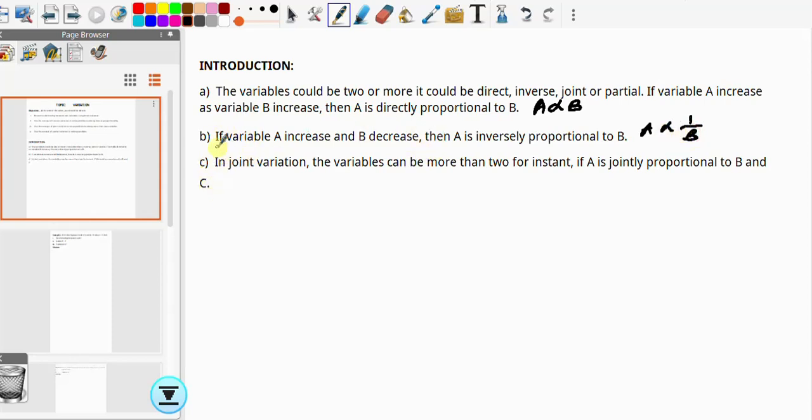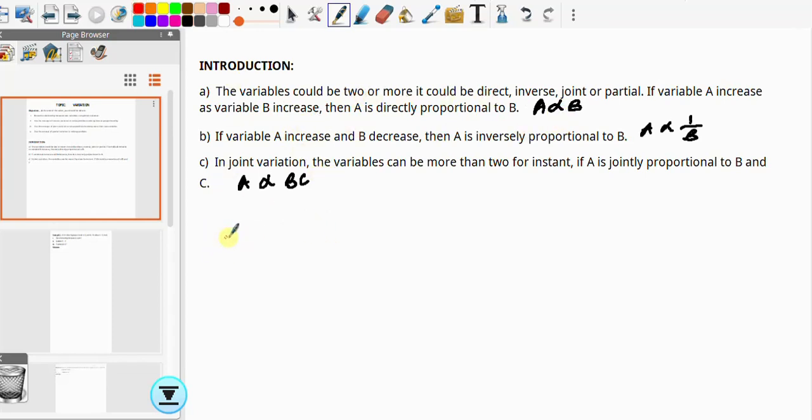In C, in joint variation, the variables can be more than two. For instance, if A is jointly proportional to B and C, then it will be A proportional to B and C. Right? These are the statements that you will come across when you are solving any question in variation.